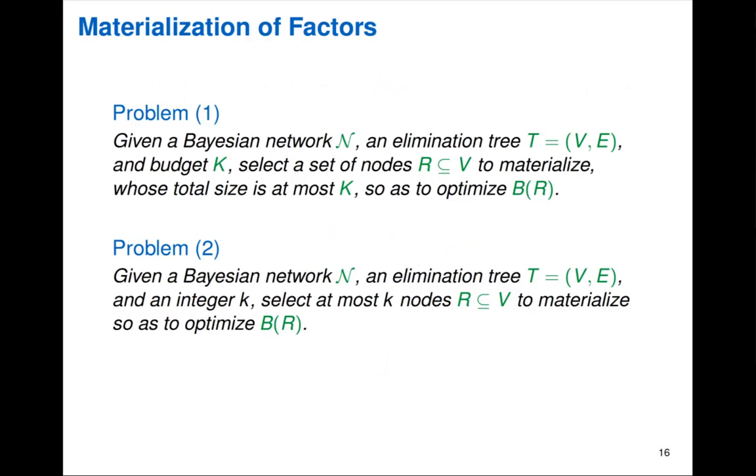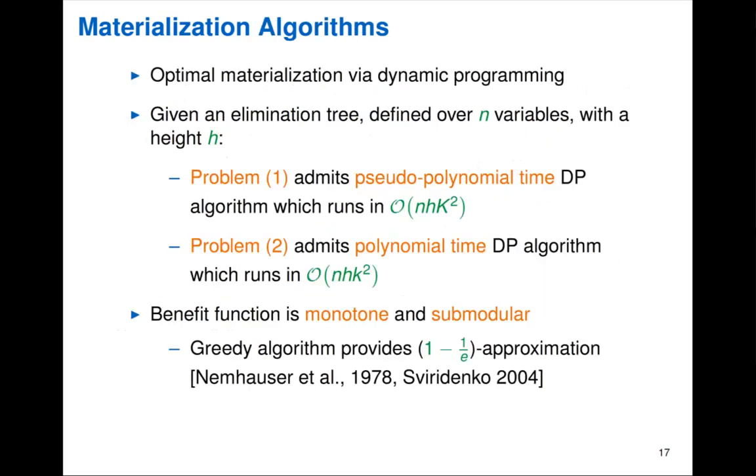In this paper, we study two variants of the problem of finding the optimal materialization. One formulation assumes a space budget as a knapsack constraint, and the other assumes a cardinality constraint on the number of intermediate factors that we want to materialize. Accordingly, we provide dynamic programming algorithms that can find the optimal materialization in pseudo-polynomial time for the first problem with the knapsack constraint, and polynomial time for the second problem with the cardinality constraint.